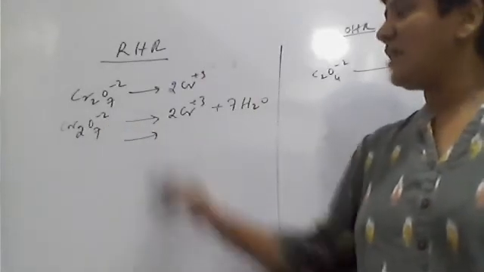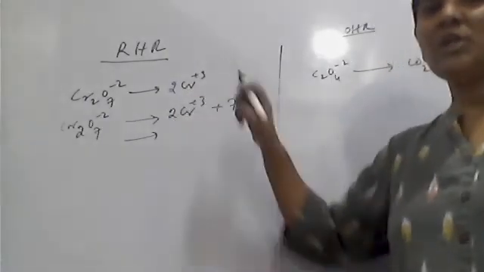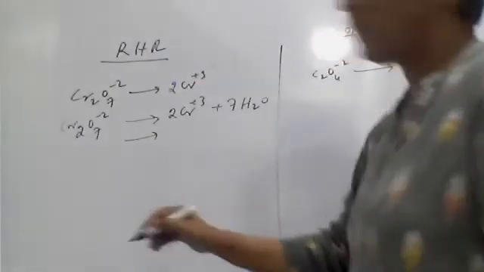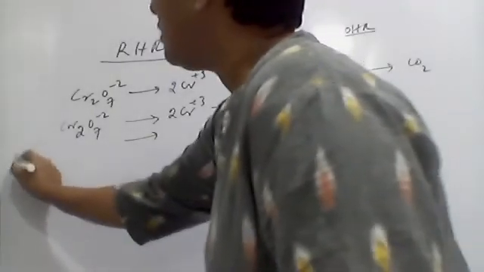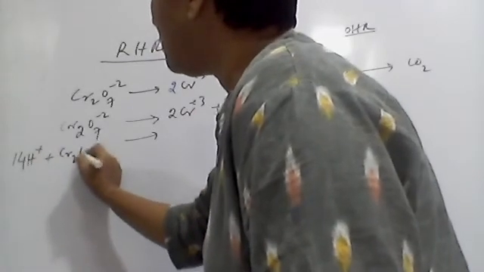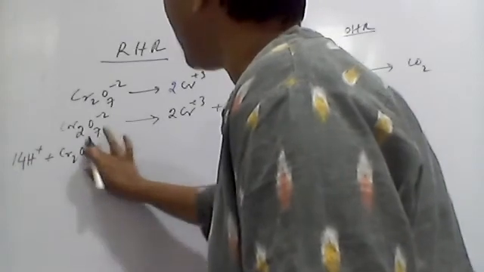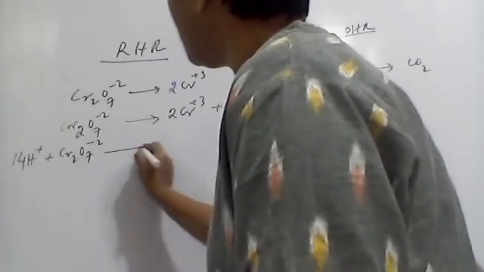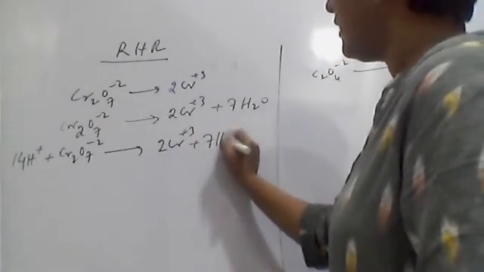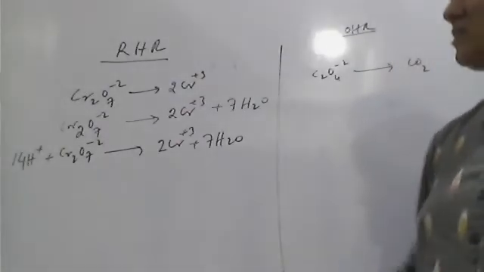Since the reaction is in acidic medium, add H+ ions equal to the number of hydrogens required. So here at the left side, we have to write 14 H+. Cr2O7 2- gives rise to 2 Cr 3+ plus 7 H2O. Now chromium is balanced, hydrogens are balanced, oxygen is balanced.